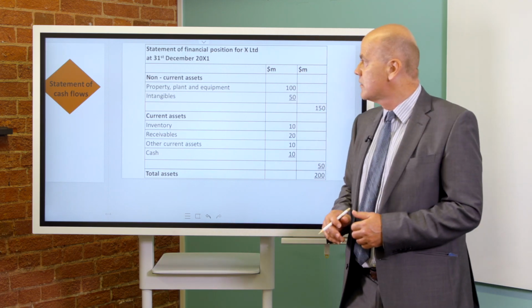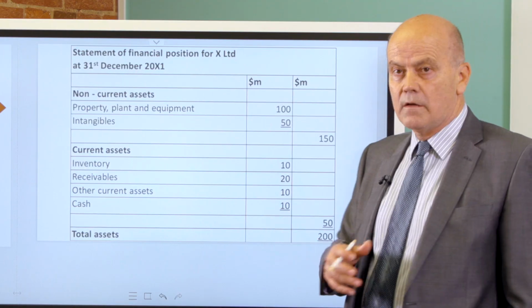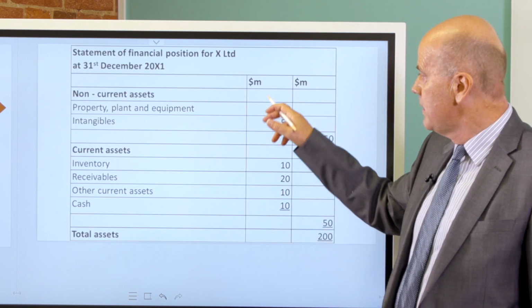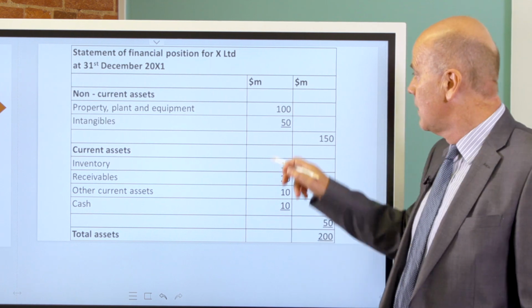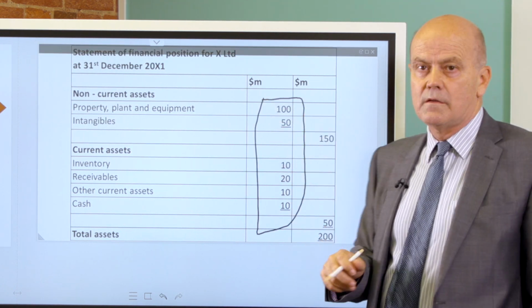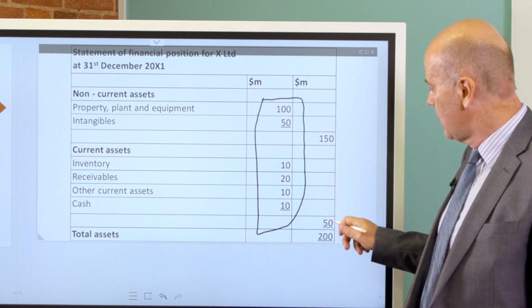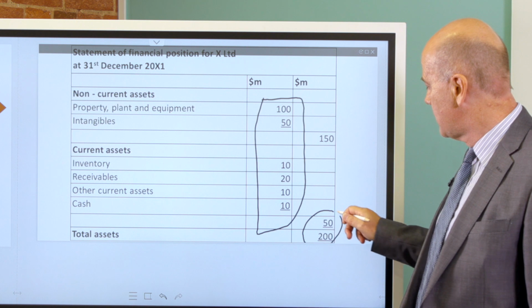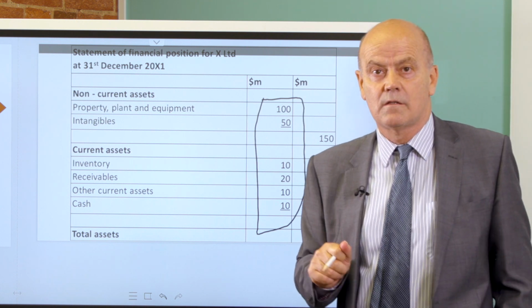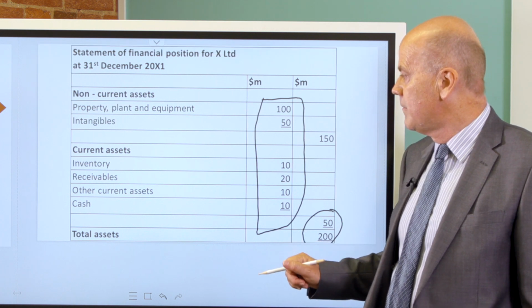Now, what I'm going to do is show you a statement of financial position for a company. Let's have a look at this. Well, we have the numbers here. These are the totals for the year, and we have this in millions of dollars. So this company is actually quite big. The total assets for this company is about $200 million. A lot of money. So this is quite a big company.